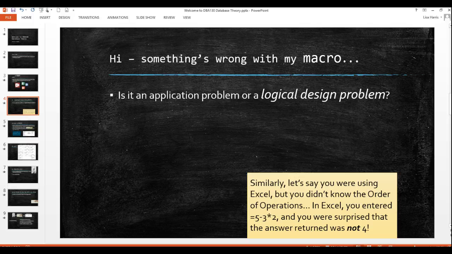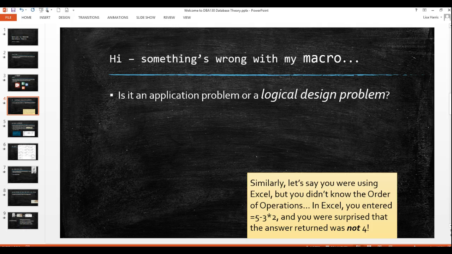And the question was always, is it really an application problem or an implementation problem, or is it really a logical design problem? And the issue really was that end users were given programs like Access, but they had no idea that there was a logical design phase that they needed to complete before they ever implemented their database into programs like Access.